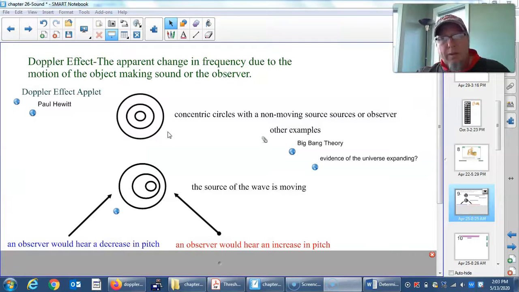So here's my example that I put into my own notes. If the source or the observer are not moving, this is what sound waves would look like. They would go out equally in all directions. If either the source or the person is moving, we get this illusion. The sound waves are still being produced at equal intervals, but we get this illusion that one side's squished and the other side's spread out. On the squish side, it's a higher pitch because the wavelength is shorter. And on the tail end, it's a lower pitch because the wavelength's further apart.